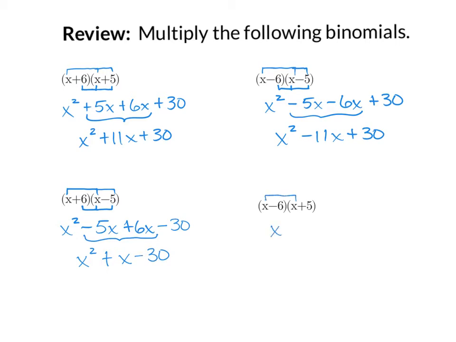Last one. First we get x squared. Outsides we get plus 5x. Insides we get minus 6x. And lasts we get minus 30. When we combine our like terms, we have x squared minus x minus 30.